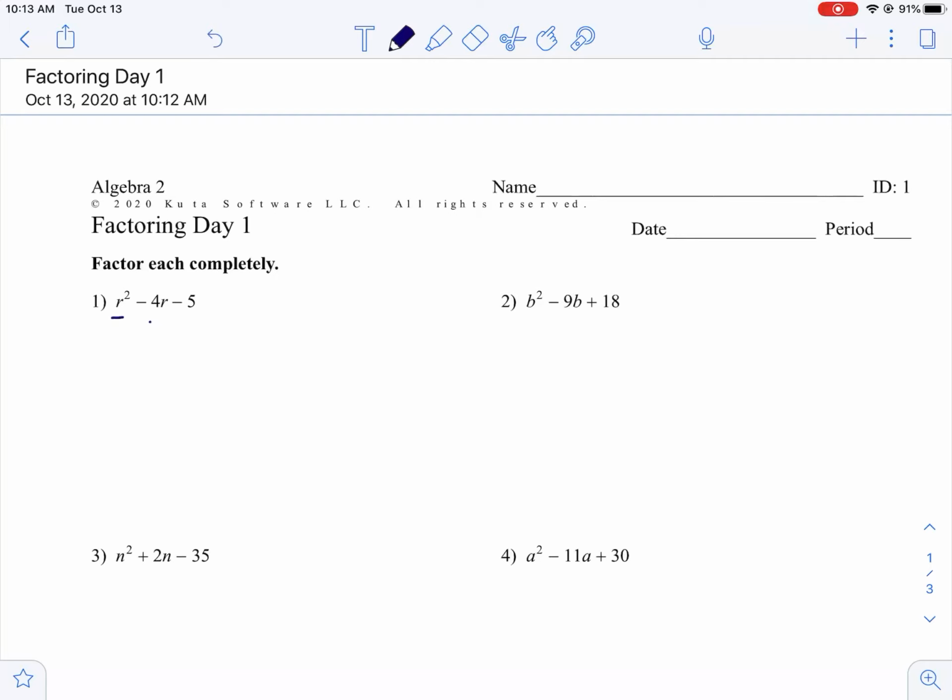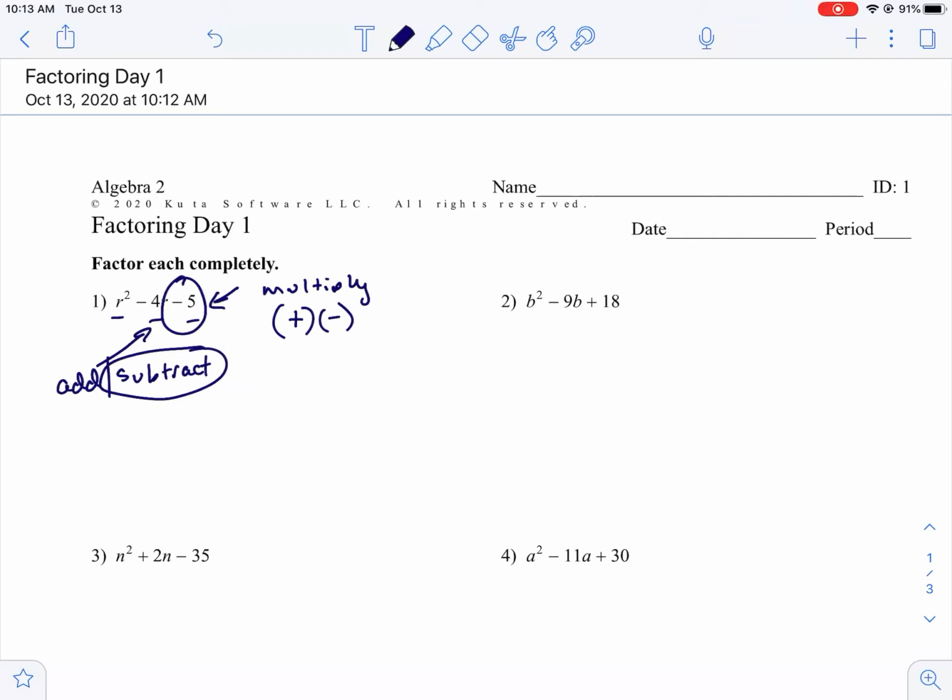There are 3 terms, okay? So what we're looking to do is find 2 numbers that multiply together to get 5 and add or subtract to get -4, okay? Now, there's some rules here, okay? If this number is negative, when you multiply, you have to have a positive and a negative number, okay? So if it's positive and negative, we're going to subtract. We're not going to add.